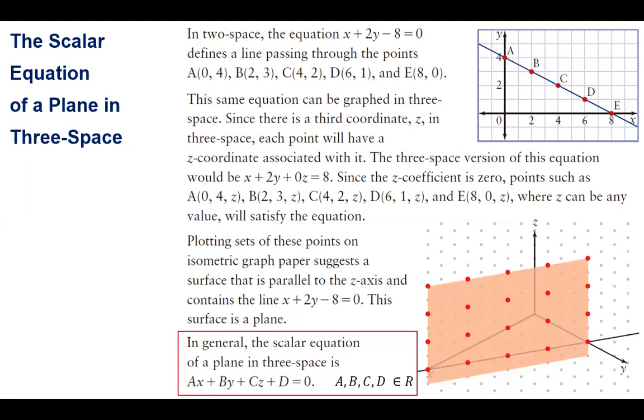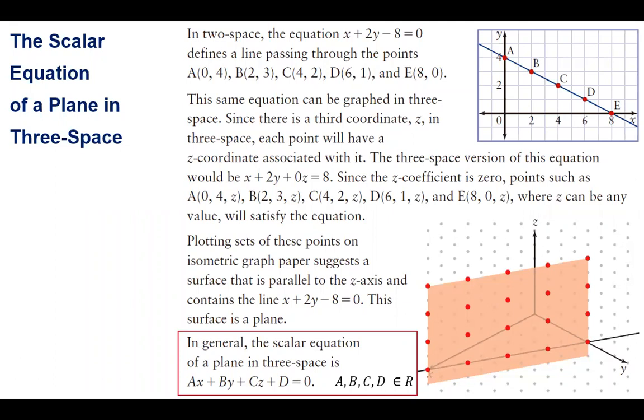Plotting sets of these points on isometric graph paper suggests a surface that is parallel to the z-axis and contains the line x plus 2y minus 8 equals 0. This surface is a plane, as shown here on the graph on bottom right. So in general, the scalar equation of a plane in 3-dimensional space can be given by Ax plus By plus Cz plus D equals 0, where uppercase A, B, C, D are all real numbers.